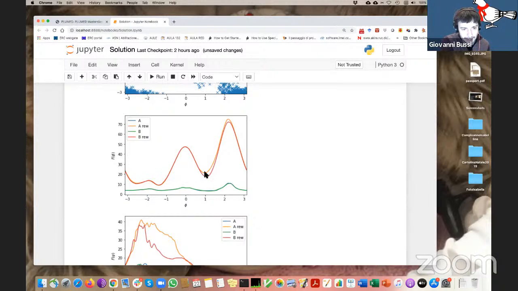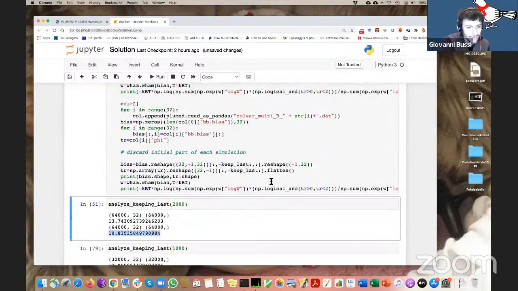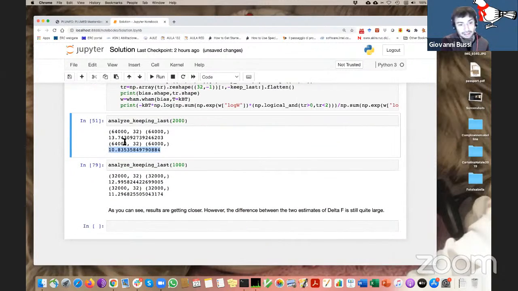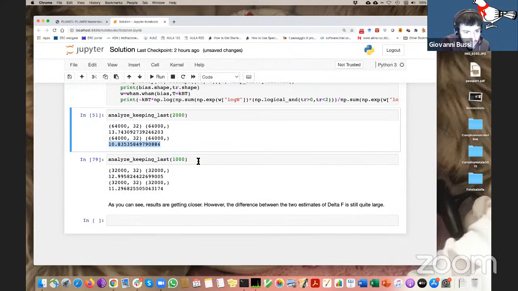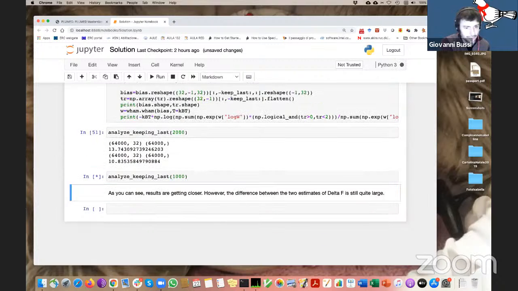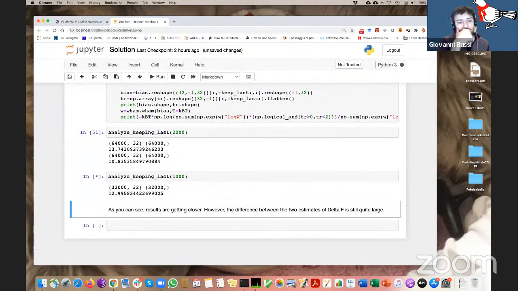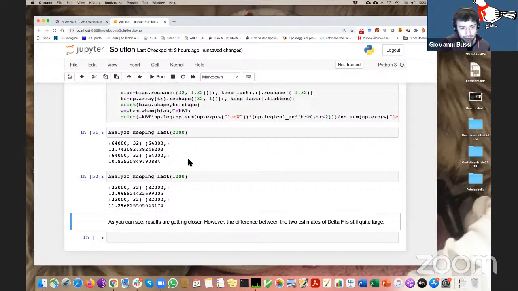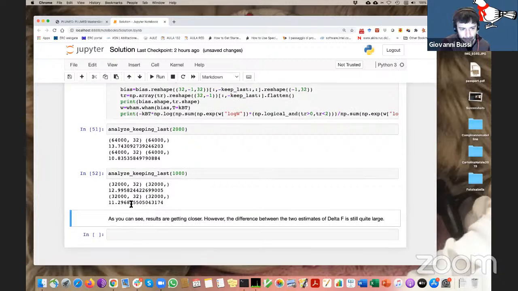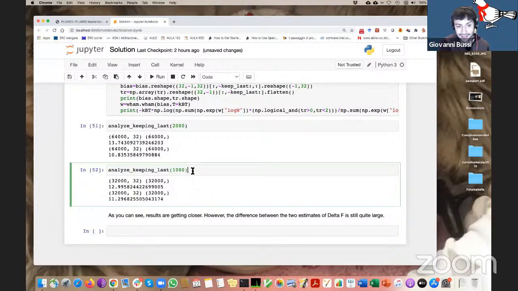But clearly the orange one, which was the first simulation, is higher than the red one by something like, I don't know, 5 or so. And here it's, okay, 3 kJ per mole difference. Now, if I repeat the analysis, only keeping the second half of the simulation, I see that the numbers are getting closer to each other. But still, the difference is larger than the statistical error.